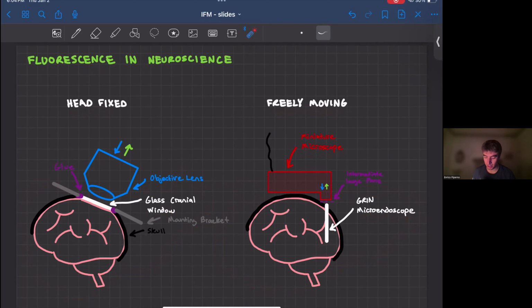However, because the microscope is limited in its weight and size, because it has to rest on the mouse's head, there are typically low-resolution images associated with freely moving mice. Finally, since the mouse is moving, there are also extensive motion artifacts and blurs which need to be taken care of post data collection.